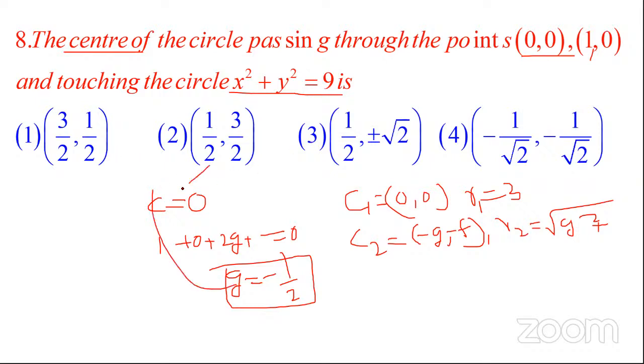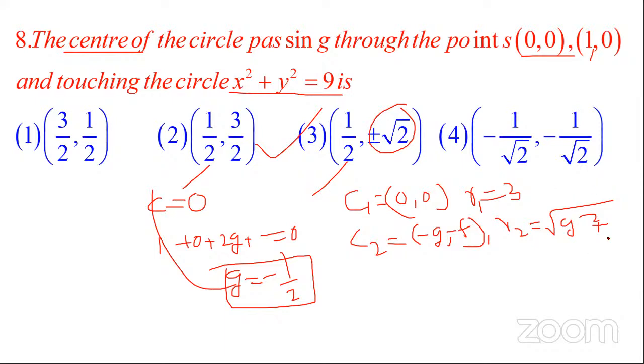The first value, the center, this value is there. Now we have to find the f value. For the f value, we use C1C2 equal to R1 plus R2. Then from that you will get the value as plus or minus root 2. This is the required answer.